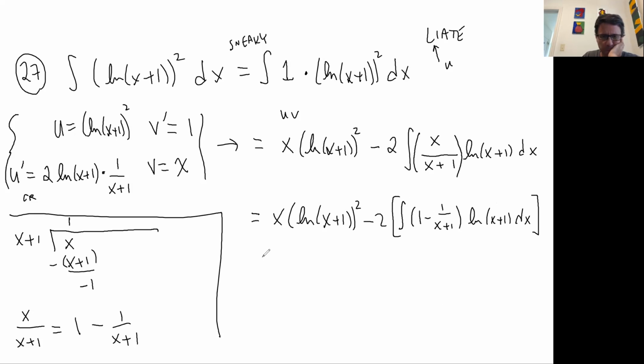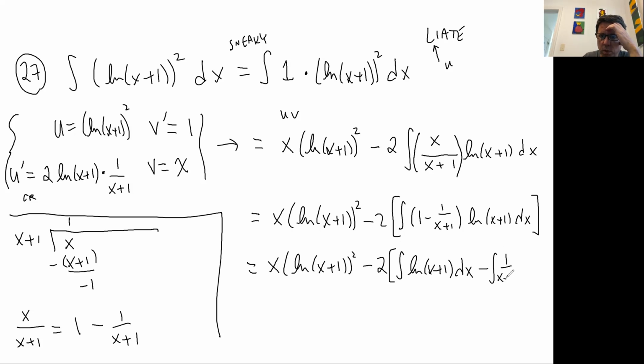Like that. Okay, why would I do that? Well, let's see. Keep going. I want to distribute this out into 2 integrals. So I distribute this out. One of the integrals will be 1 times this, and the other integral will be 1 over x plus 1 on the bottom, natural log of x plus 1.